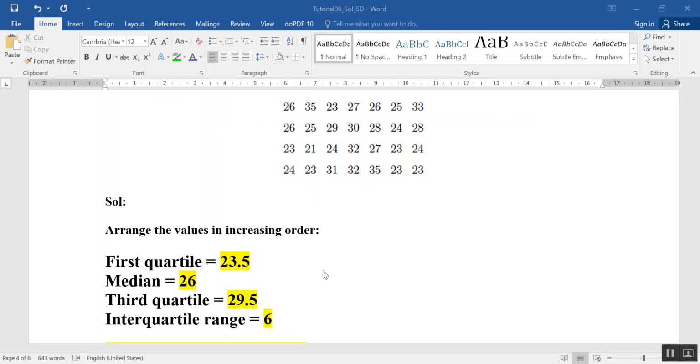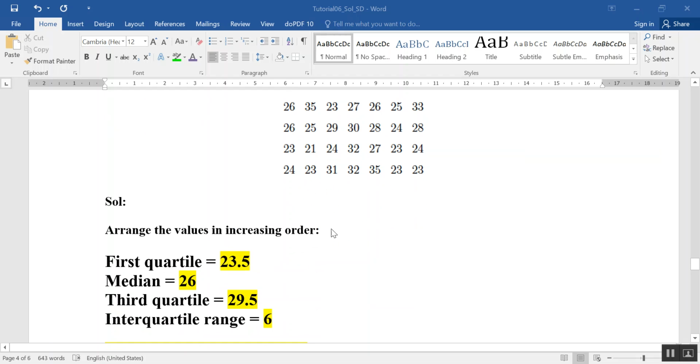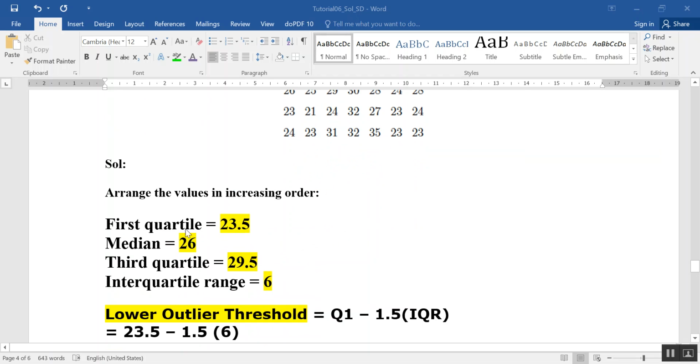There are some additional things that you can have for a box plot in order to see whether a value falls in the outlier zone or not, right? So arrange the values in increasing order, and then as usual, you start finding the median, the first quartile and third quartile as we discussed in the previous questions. So I have found here first quartile 23.5, median is 26, third quartile is 29.5, interquartile range is 6.